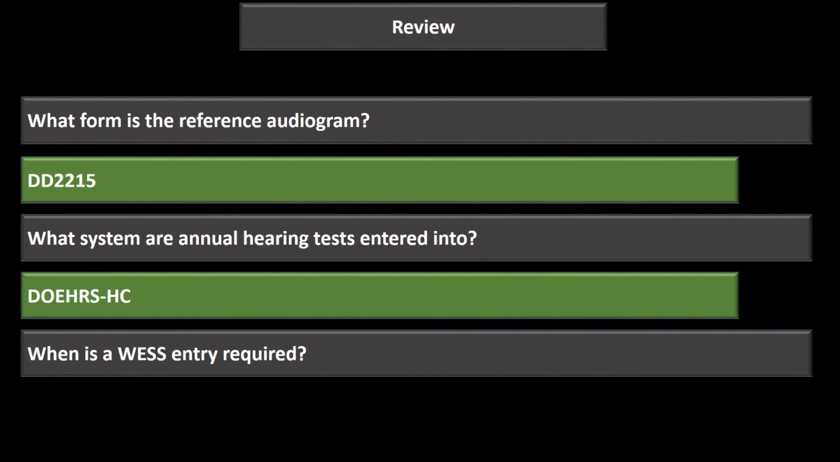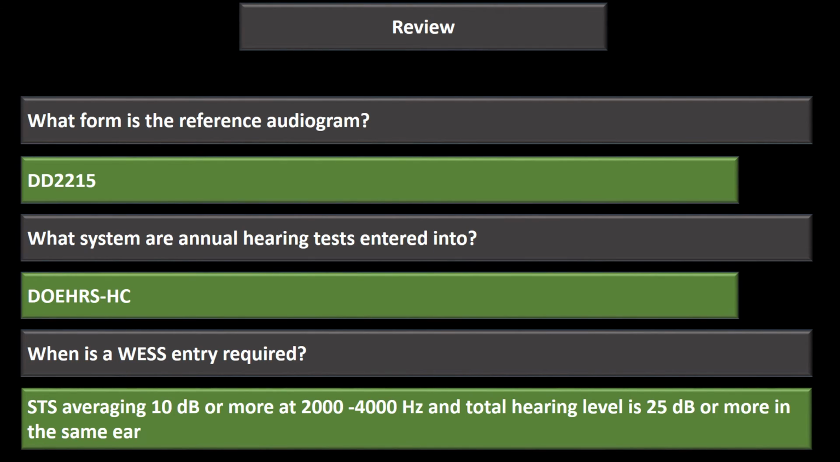Well, that's when we have an STS shift, right? Our significant threshold shift averaging 10 decibels or more at 2,000 through 4,000 hertz, and a total hearing level that is 25 decibels or more in the same ear. So you have the average 10 shift, and it takes up to 25 decibels before you can hear that sound.